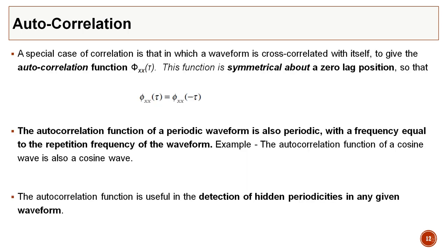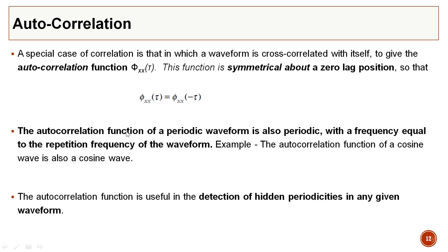Okay, autocorrelation. This is a special case of cross correlation. If we do the correlation of the data with itself, or the seismic trace with itself, the output function is called the autocorrelation function, and is denoted by phi xx instead of phi xy. This function is symmetric about the zero lag position. I have an example on the next slide to explain this.